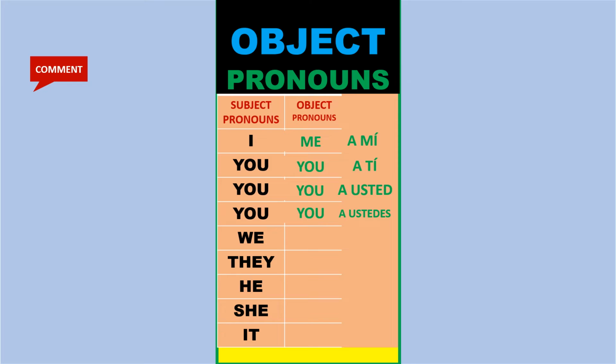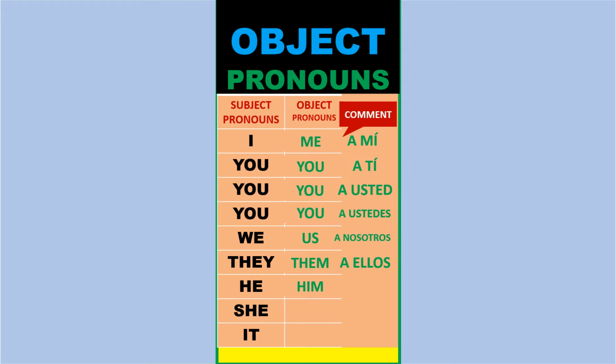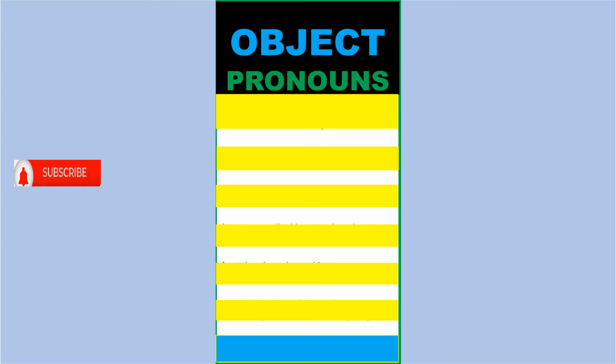Okay, then we have we, us as object pronoun, that means a nosotros. Then we have they, and we have them, that means a ellos. Then we have him, that means a él. Next is her, that means a ella. And finally we got it, that means a eso. Okay, so those are the object pronouns.